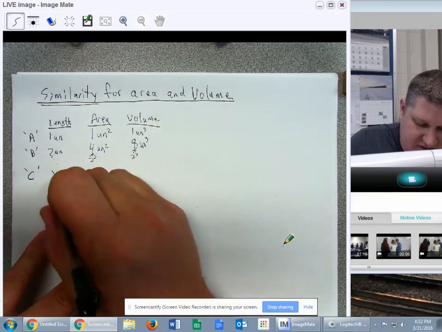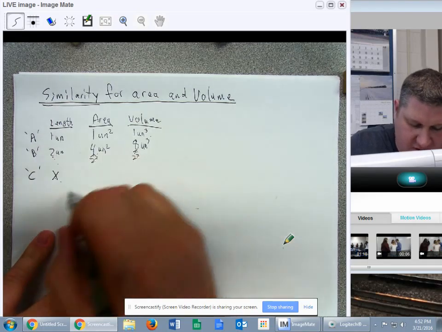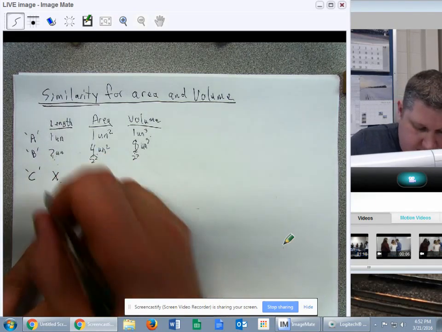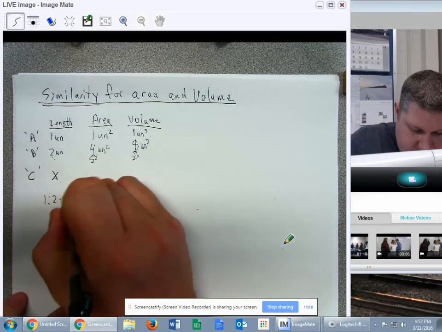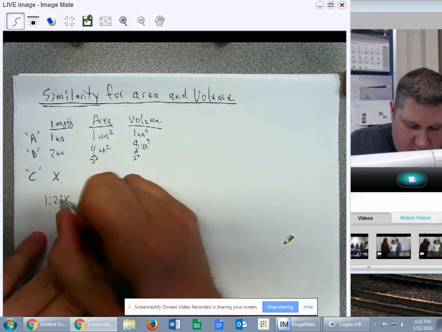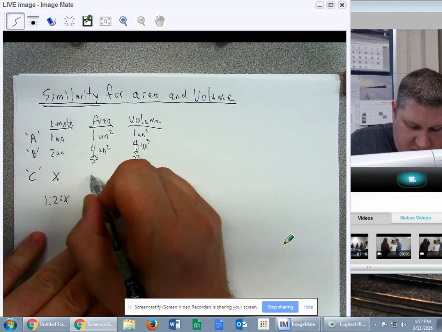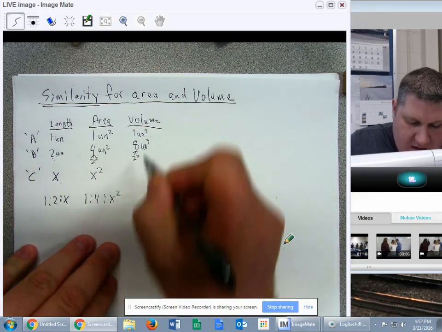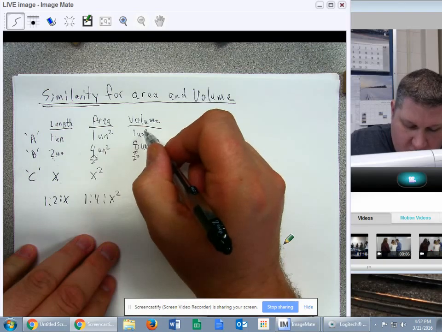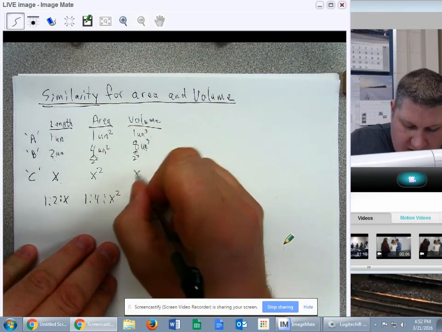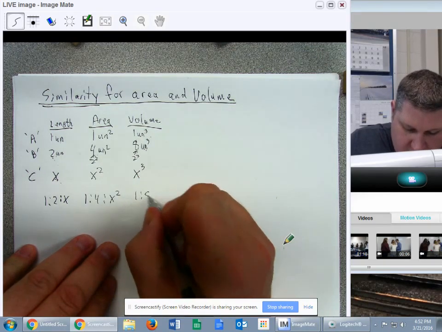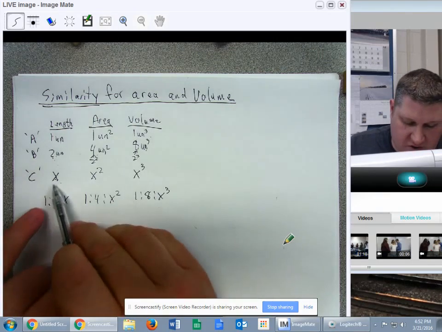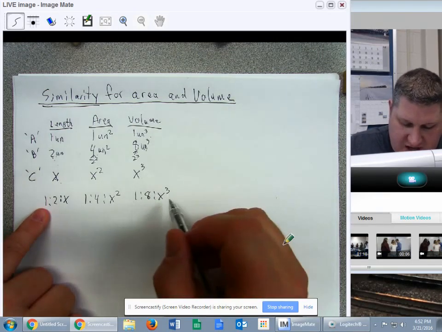Our generalization says that if these figures are all similar, their lengths might be a ratio of 1 to 2 to x. Here for area they're going to be 1 to 4 to x squared. And here for volume they're going to be 1 to 8 to x cubed. And so we would have the volume of our cube with unknown side.